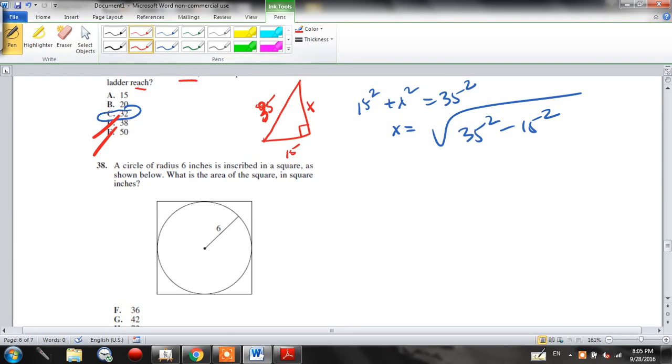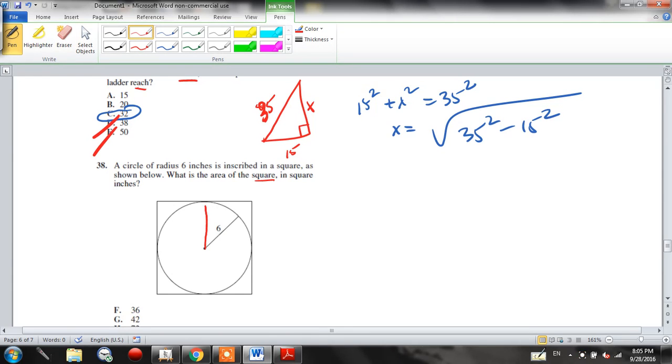38. A circle of radius 6 inches inscribed in a square, as shown below. What is the area of the square in square inches? This was an easy question. I had to read it twice to make sure I wasn't missing anything. They're asking for the area of the square. Area of the square is side times side, right? So you just have to find the side length.